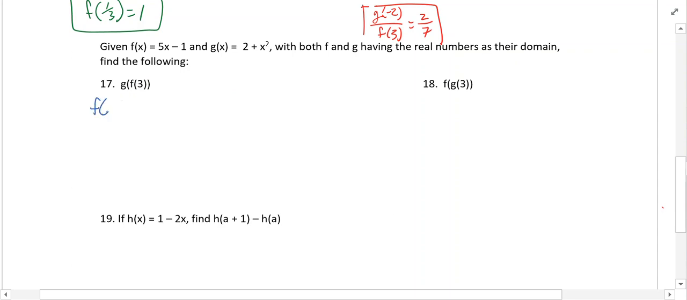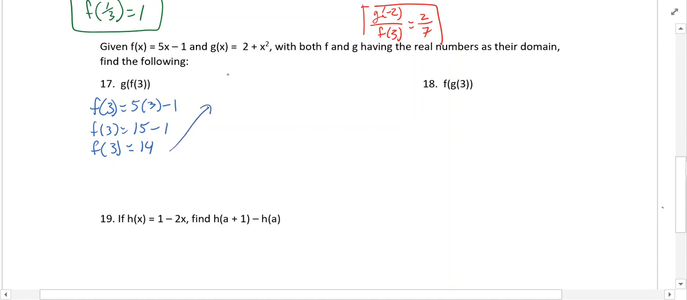You want to say f of 3 would equal, so we have to look at the f function first. F of 3 would equal 5 times 3 minus 1. So f of 3 would equal 15 minus 1. So f of 3 would equal 14. All right, so now we simplified the f function. We can take this 14 here and plug it in for g because f of 3 is going to give us 14.